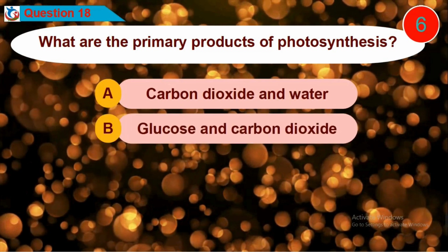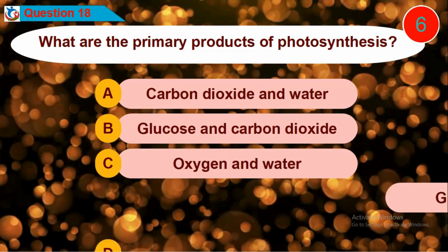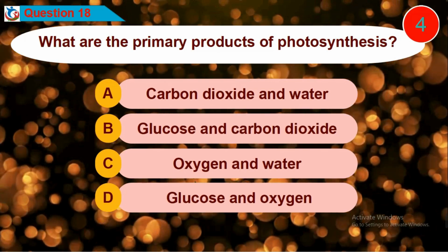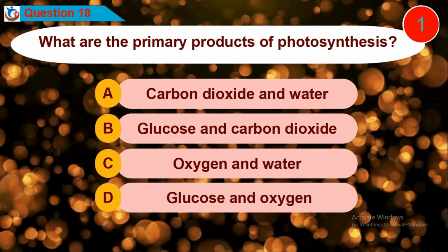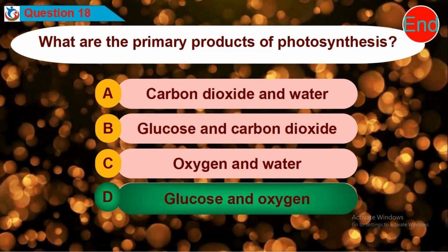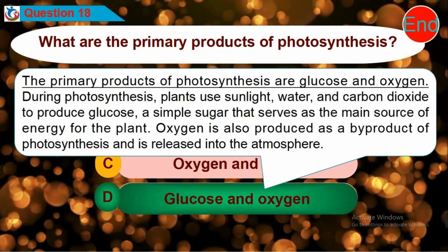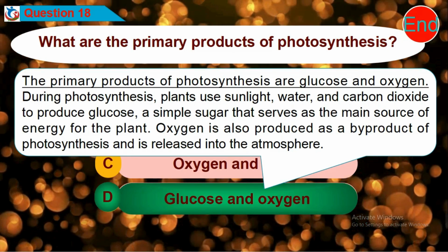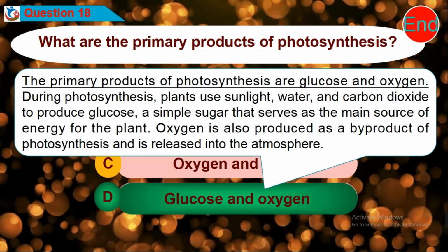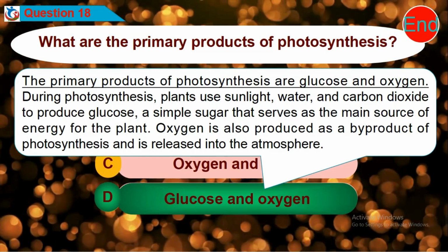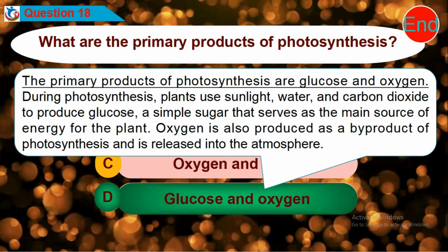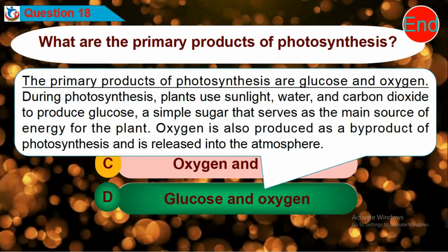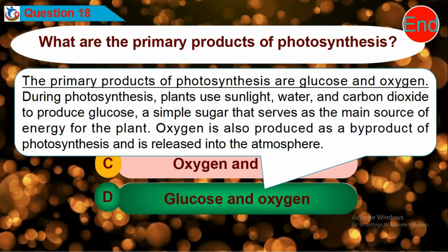Question 18. What are the primary products of photosynthesis? Is it option A, B, C, or D? The primary products are glucose and oxygen. During photosynthesis, plants use sunlight, water, and carbon dioxide to produce glucose, a simple sugar that serves as the main source of energy for the plant. Oxygen is also produced as a byproduct of photosynthesis and is released into the atmosphere.